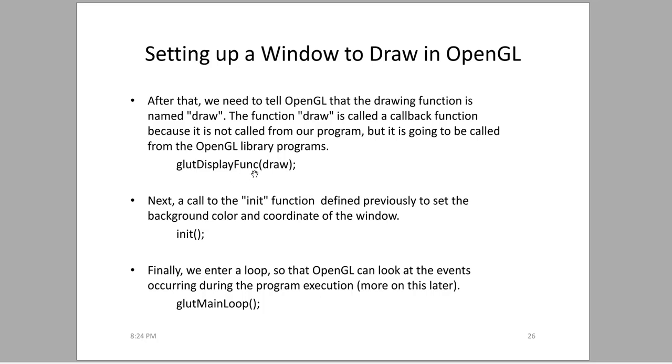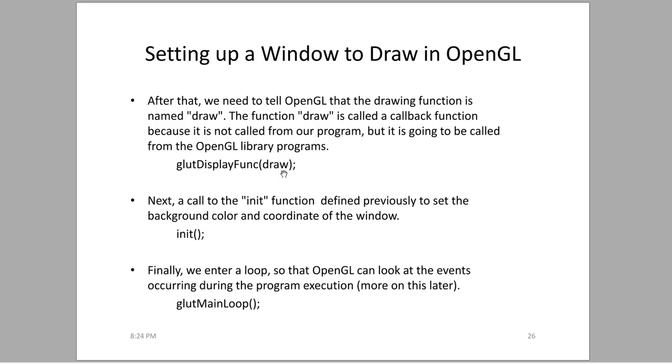Now what is glutDisplayFunc? glutDisplayFunc means that OpenGL will use this function draw to display something on the screen, because OpenGL does not know how to display and what to display. So we tell OpenGL to use the draw function, because our draw function will contain all the commands to draw something on the screen.